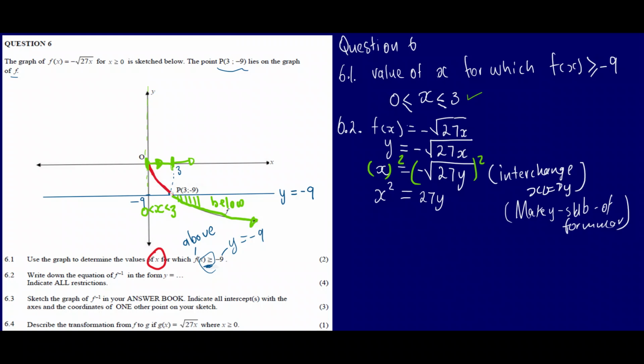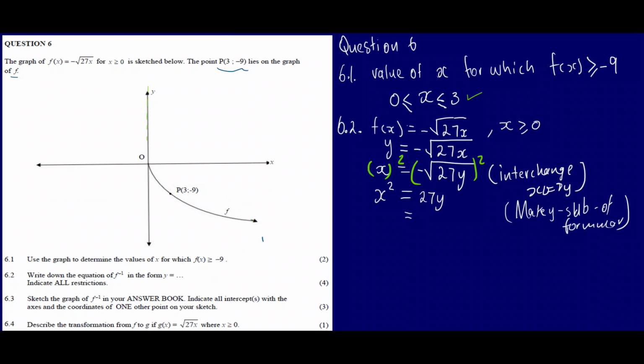You can punch it in the calculator there and you'd see that it gives a positive, and then the y value here. Remember the restriction here was x is greater than 0, right? So we're looking for the inverse of that function. It means that we'll divide both sides by 27. Remember, this is the part where we're making y the subject of the formula. So the y value here would have been x squared over 27.